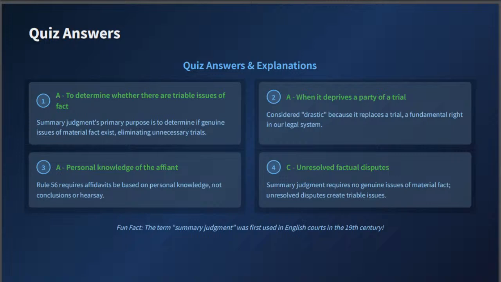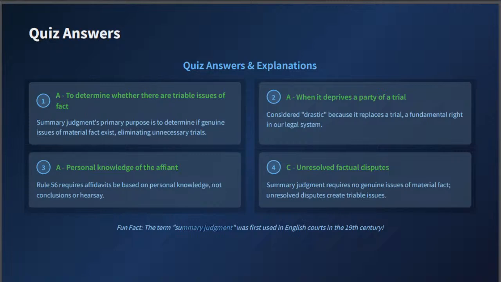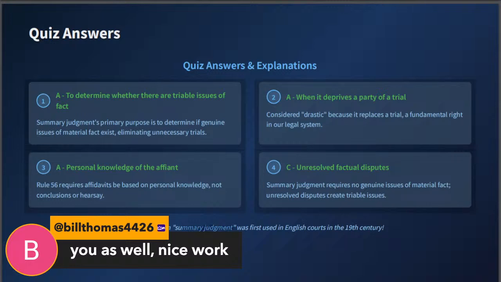So yes, another fun fact here. The quiz, Bill, says Jenk 494. Yes, indeed. Everyone did well, and the participation is key here. And again, if you're not happy with your answer, you can always just go and delete the comment. That was just our little test-your-knowledge to have a little bit of fun, to make sure you leave with some takeaways from this and make you think deeper. Bill Plymouth 4426 says you as well. Nice work. Yes, thank you. And indeed.